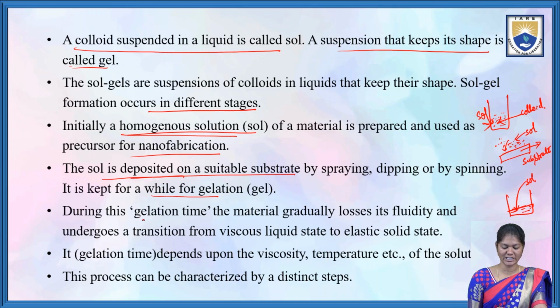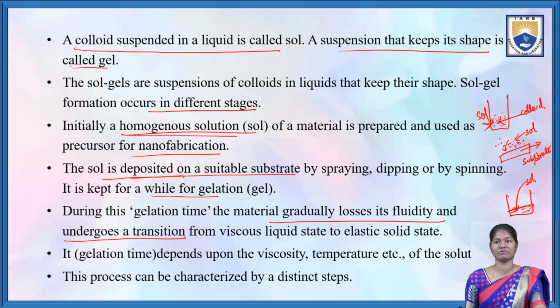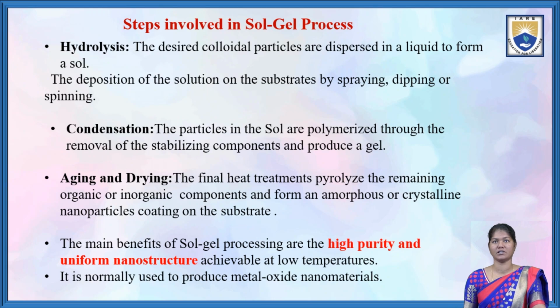During this gelation time, the material gradually loses its fluidity and undergoes a transition from a viscous liquid state to an elastic solid state. This gelation time depends upon the liquid viscosity, temperature, etc. This process can be characterized by distinct steps. So let us see the distinct steps involved in the sol gel process.